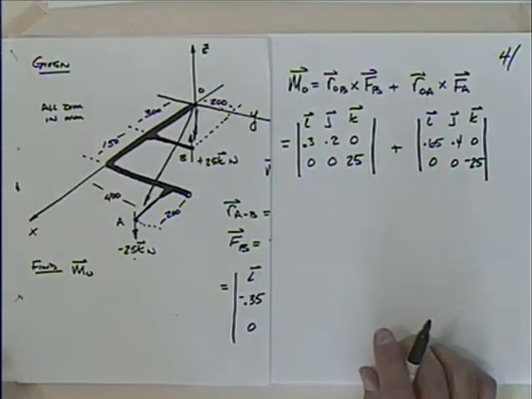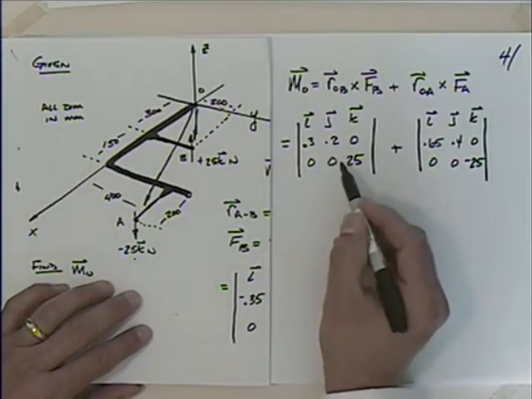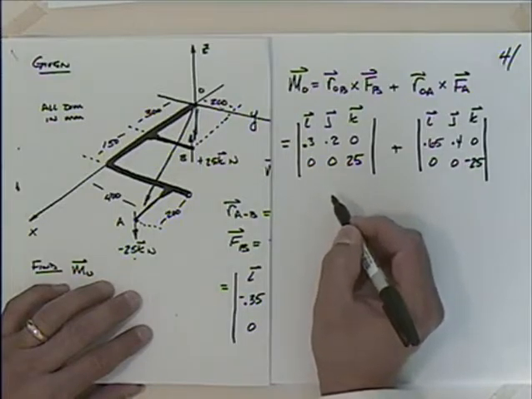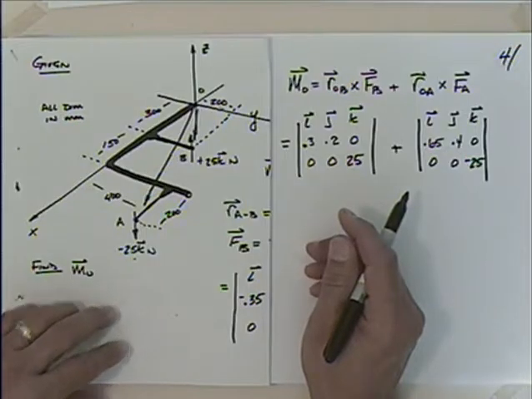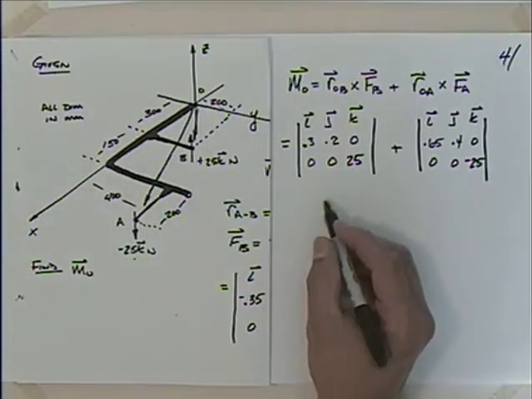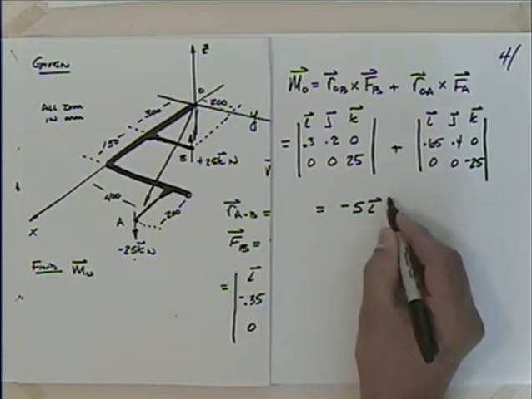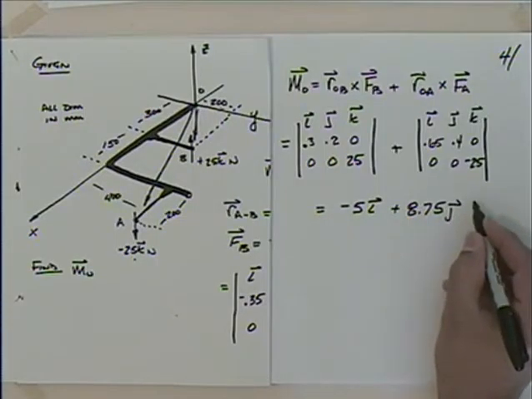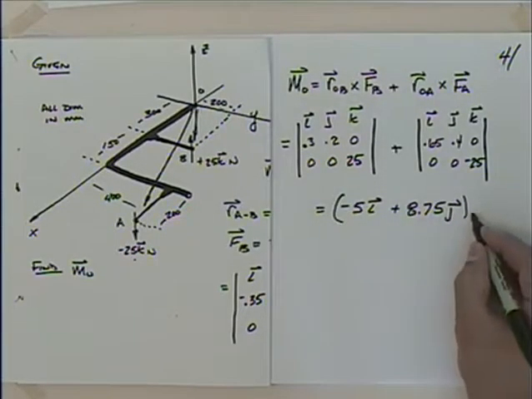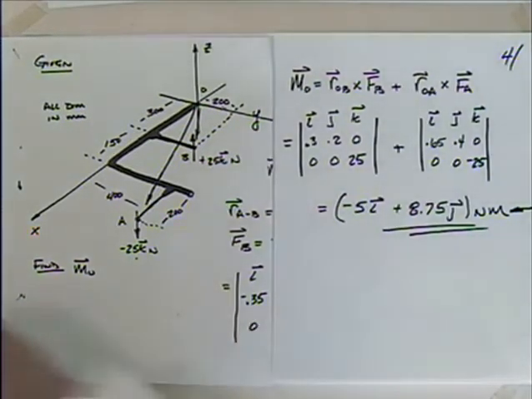Okay. So now when you go through the crossing on this, you got a lot of zeros, so if you did it by hand, it would not be too difficult, but you should come up with exactly the same result, which is minus 5 in the I direction plus 8.75 in the J direction. And again, that will be Newton meters. Okay, let me double check that calculation real quick.